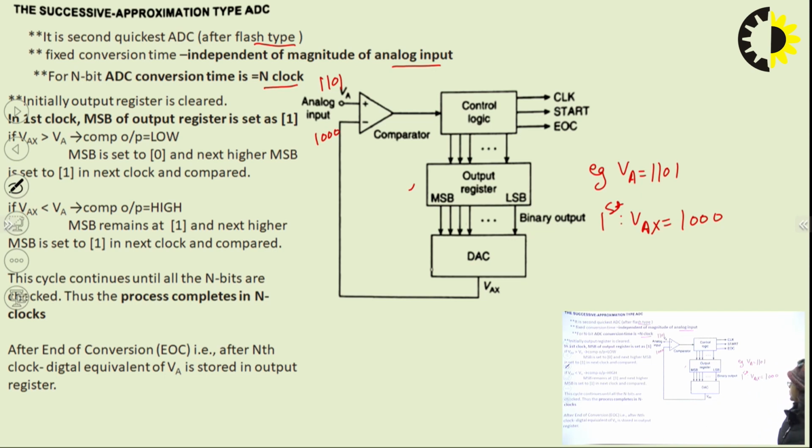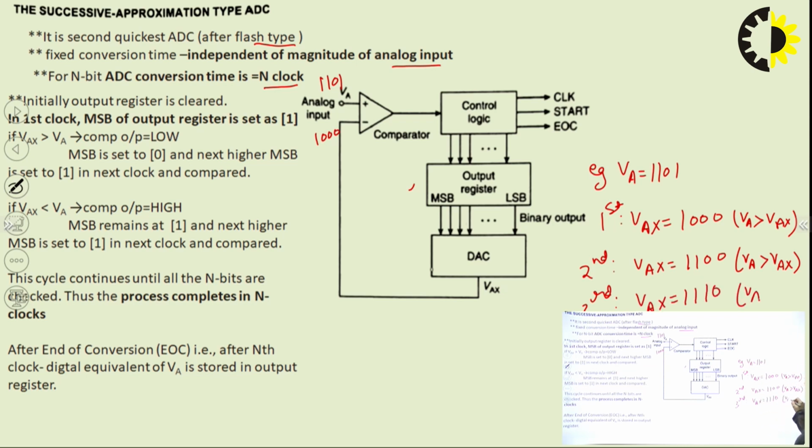If the comparator output is high, then the next bit after the MSB is also set to 1. So in the second clock cycle, VAX becomes 1100. Again it generates an analog output VAX and compares it with the input. Here VA is greater than VAX, so it again makes the next bit high.